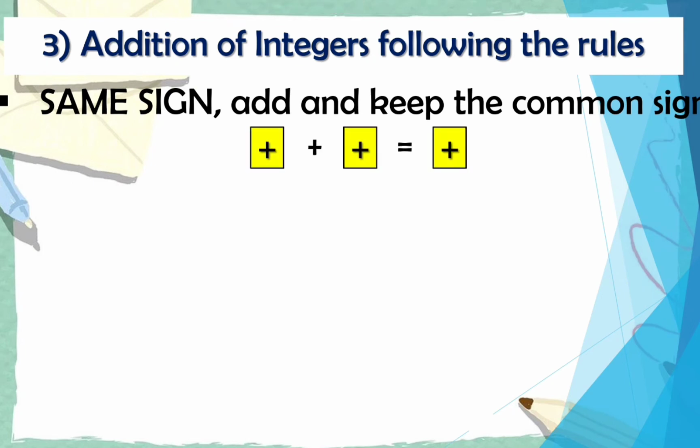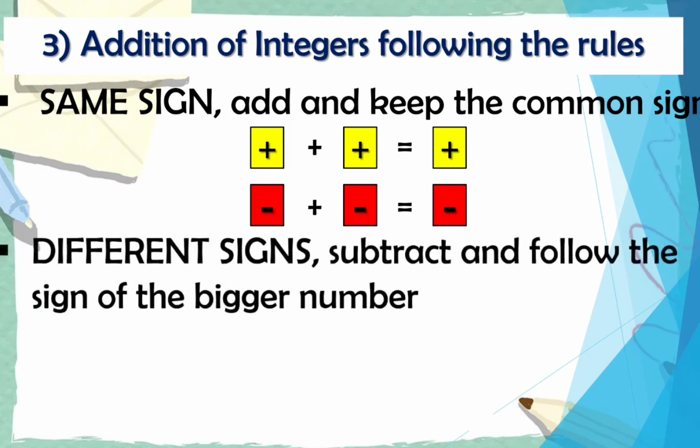Positive plus positive equals positive. Negative plus negative, the sign of our answer will be negative. Second rule, different signs. Pag magkaiba ng signs, anong gagawin? We will subtract and then follow the sign of the bigger number.